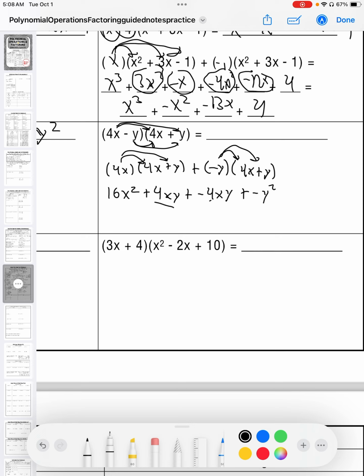Combine our like terms, and they cancel out. 4xy plus negative 4xy cancels out. And that leaves me with 16x squared minus y squared, which is our answer for this one. 16x squared minus y squared.